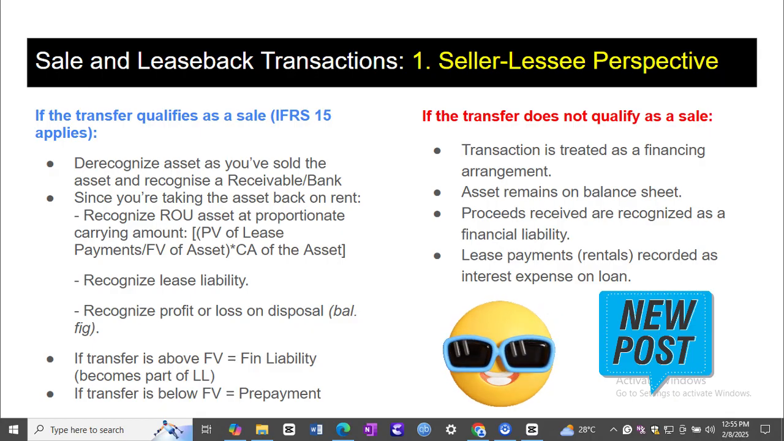Exactly. If it's a genuine sale, the seller removes the asset from their books, recognizes an ROU asset for the leaseback, recognizes the lease liability, and records any profit or loss on the sale. Okay, but what if it's not a real sale? Then it's treated as a financing arrangement, which is a whole different ballgame. The asset stays on the seller's balance sheet, the cash they got is treated as a liability, and those lease payments are basically like interest expense on that liability.